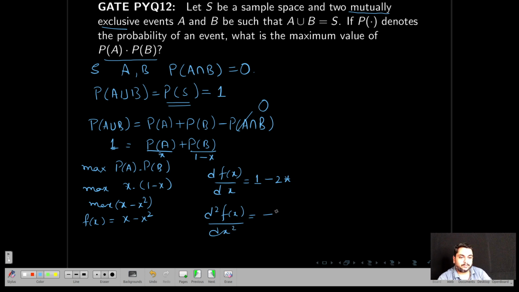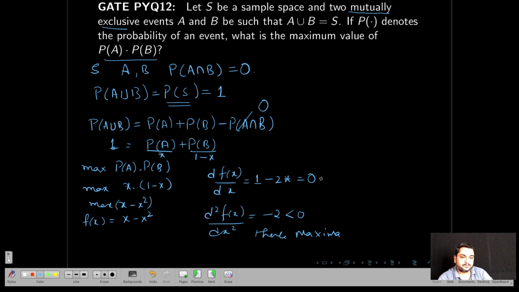It is equal to minus 2. This is less than 0. Hence, maxima exists. Maximum point exists, right? If it is greater than 0, then it's a minimum. So these basic differentiation rules you already know. Now, what is the maximum? How will you get it?